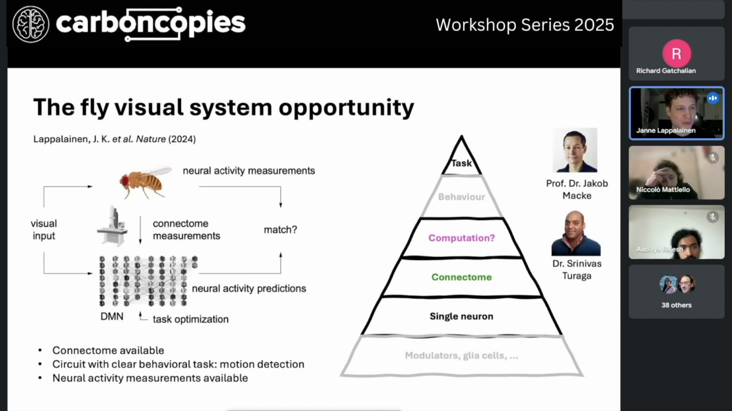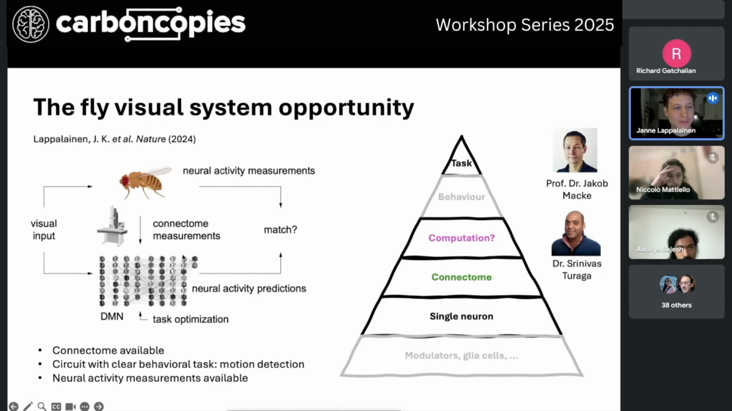And this is where our research on the Fly Visual System, an opportunity, I call it now, came in. Here we really had the connectome available, of the fruit fly visual system. And this system has a very clear behavioral task, which is motion detection. There are other tasks, but this is really the main task of the visual system. And there were also a lot of neural activity measurements available. So this allowed us to use this connectome and build a model that has a one-to-one mapping.